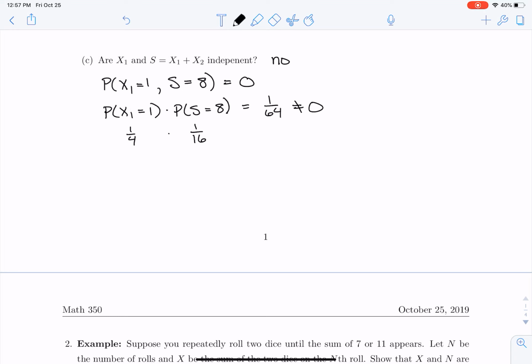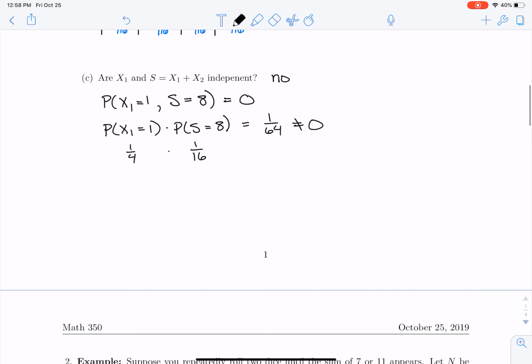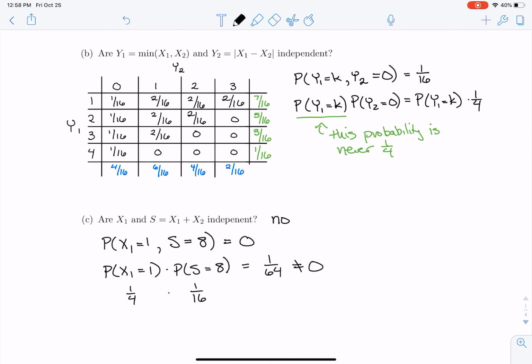And this is a trick that you can use when looking at whether two discrete random variables are independent. You can try to find events where the outcome of the first random variable occurs with probability not 0, and the outcome of the second random variable occurs with probability not 0, but the probability of both of them happening together is 0. So these were two examples where the random variables were not independent.